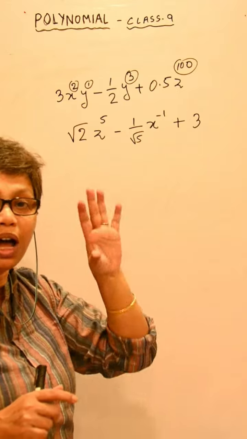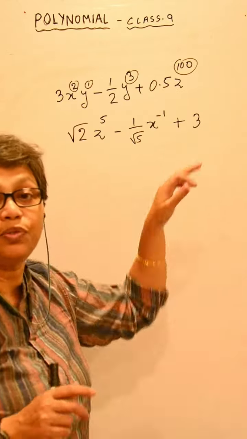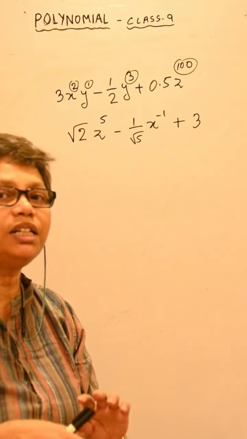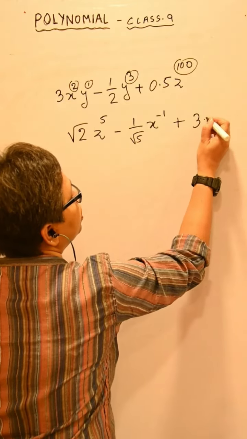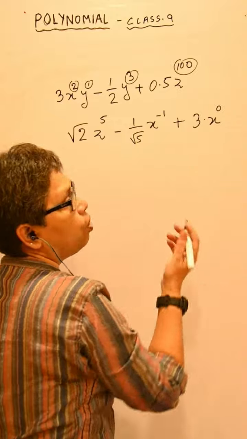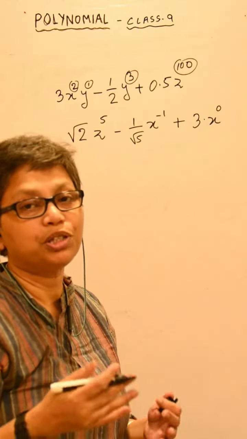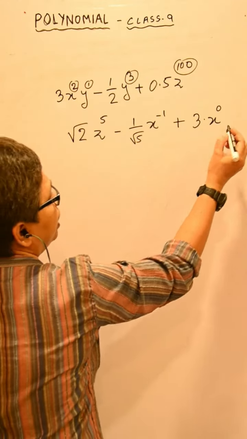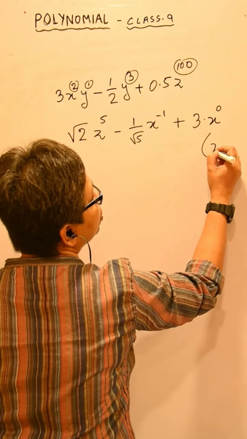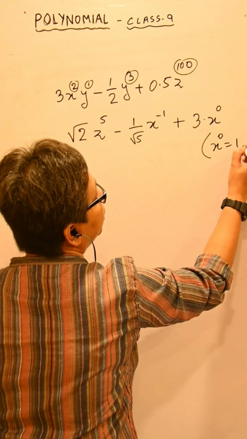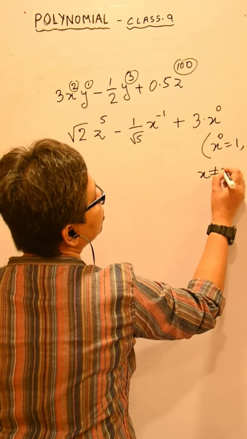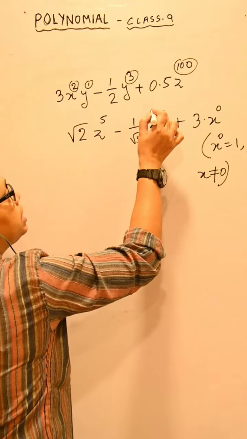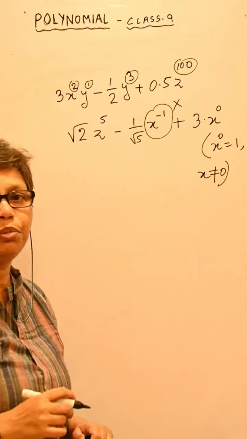And whenever you have a term like this where there is no variable present, that is called a constant term. You can visualize this as 3 into x to the power 0, or any variable you can put, because you know x to the power 0 will give you 1. So here we note that x to the power 0 equals 1, where x is not equal to 0. So that we are using here. So this fails to be a polynomial.